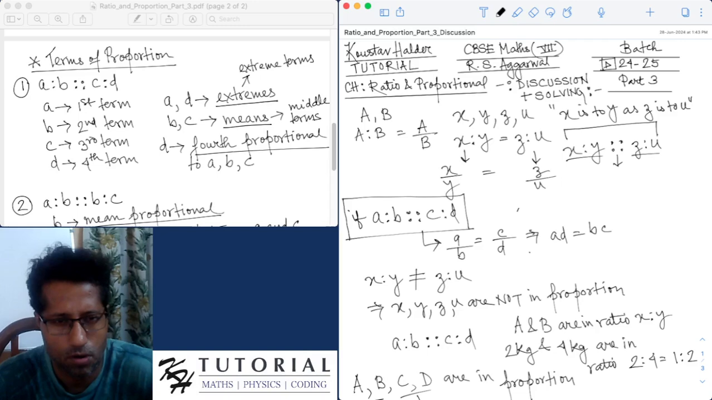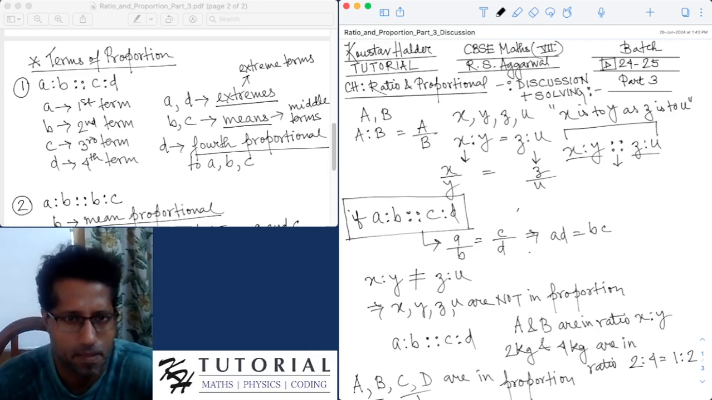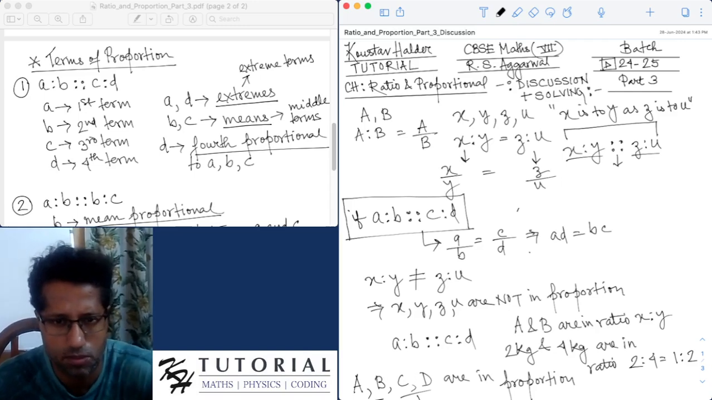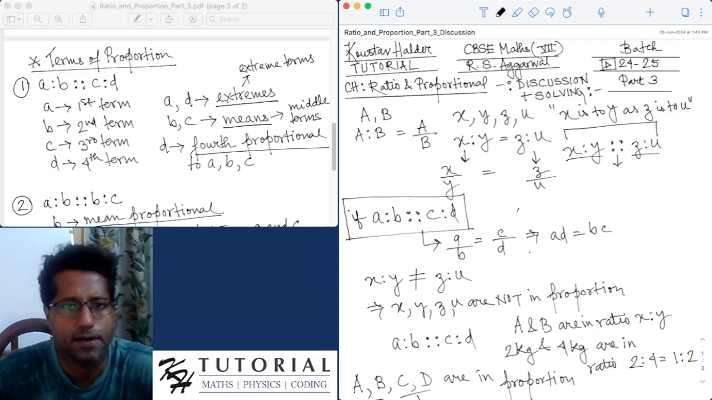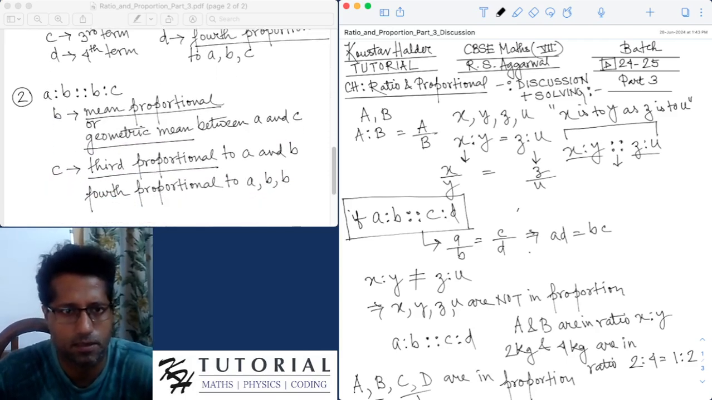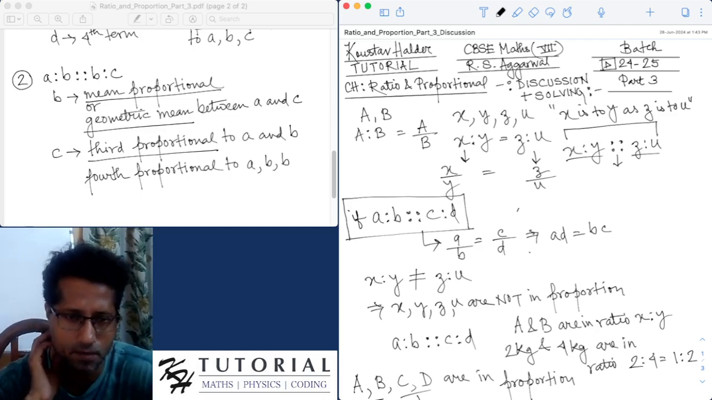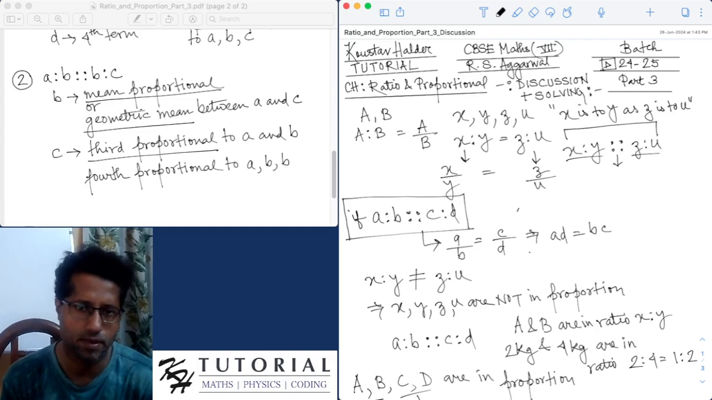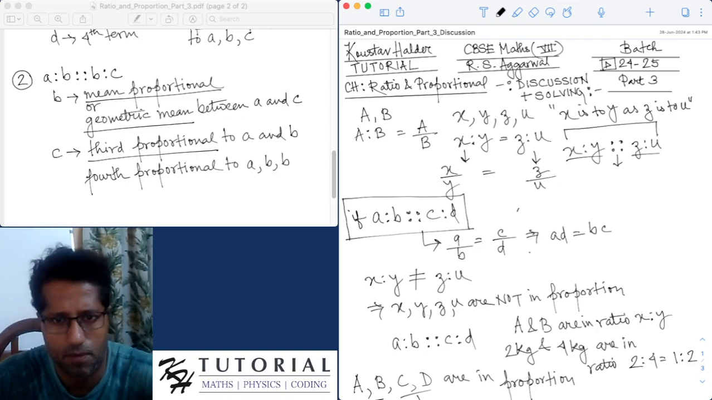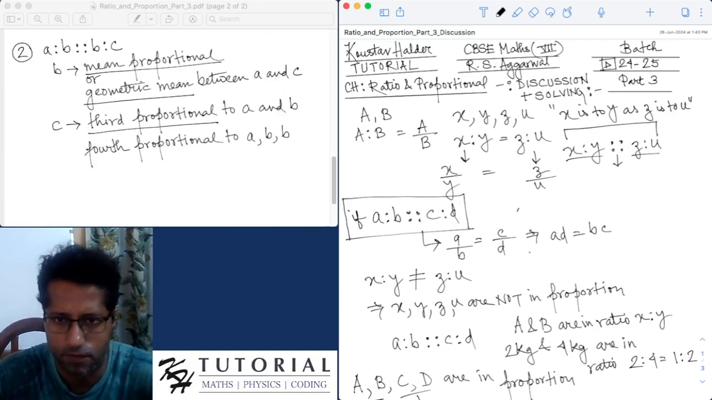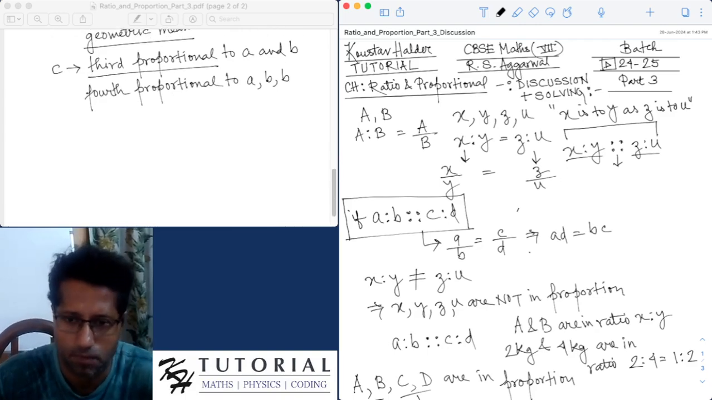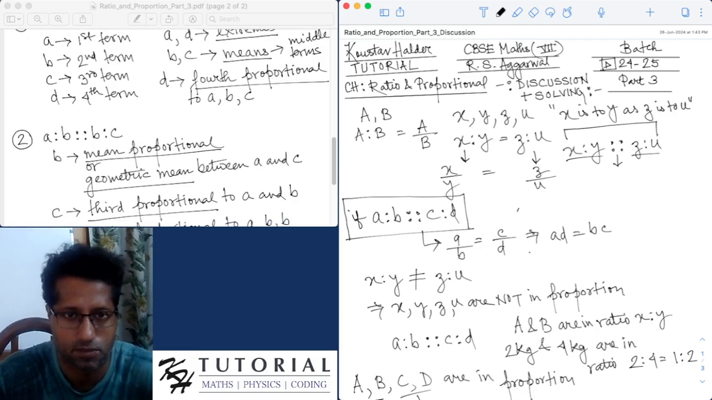And D is also called the fourth proportional to A, B and C. The last term D is known as the fourth proportional to A, B and C. And if we have a continued proportion, that is A is to B is equal to B is to C, then B is known as the mean proportional or geometric mean between A and C. And C is known as the third proportional to A and B. So these terms you have to remember for problem solving, because these terms will be used in the problems. So you must be aware of these terms.